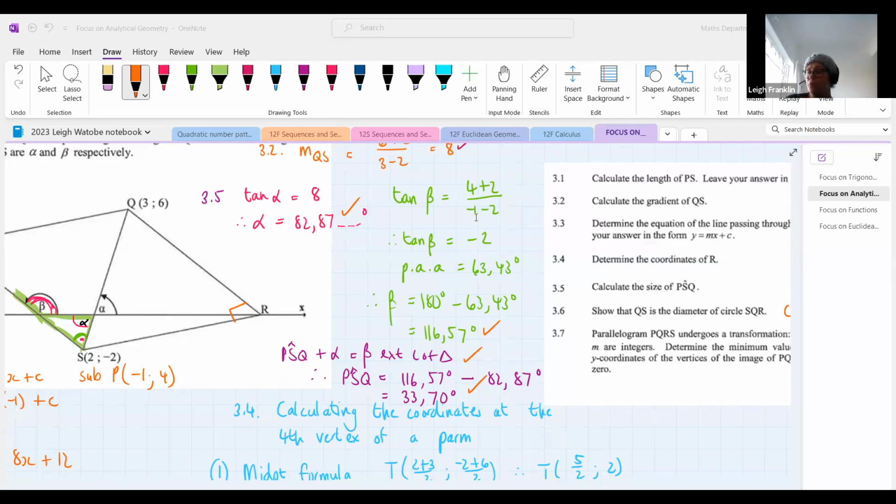Okay, so when we want to prove that an angle is 90, we're proving lines are perpendicular. That means showing that the product of the gradients is -1. Does that make sense to everybody?